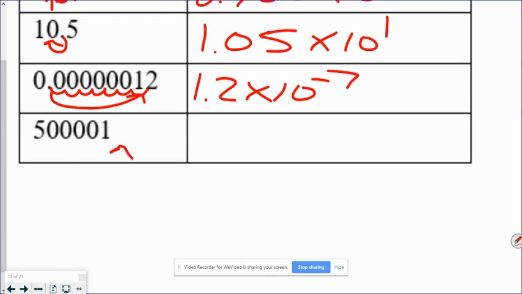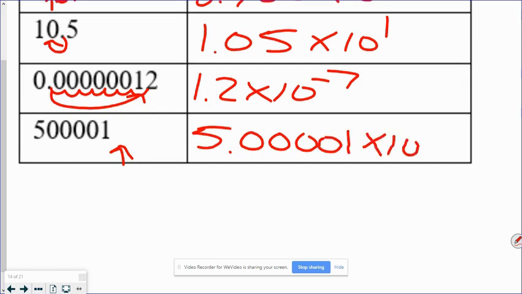In this number, it's implied that the decimal point is right there, even though there's no actual decimal point. Decimal point goes behind the first non-zero, times 10. I had to move it 1 spot, 2 spots, 3, 4, 5 spots, times 10 to the 5th.